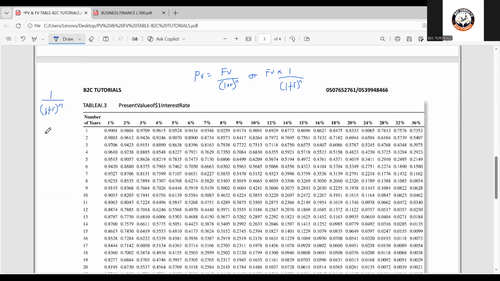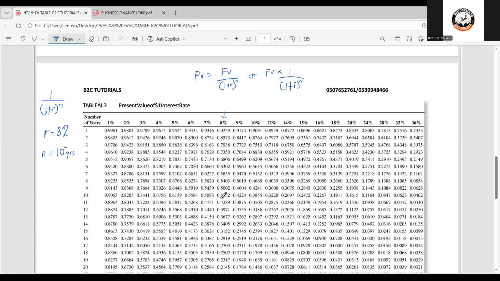So if my rate is, say, 8%, and the number of years is 10 years, then what is the discount factor? 10 years. What then is the discount factor? I'll go to the 8% category again, and I'll go to the number of years, which is 10, and I'll trace it.